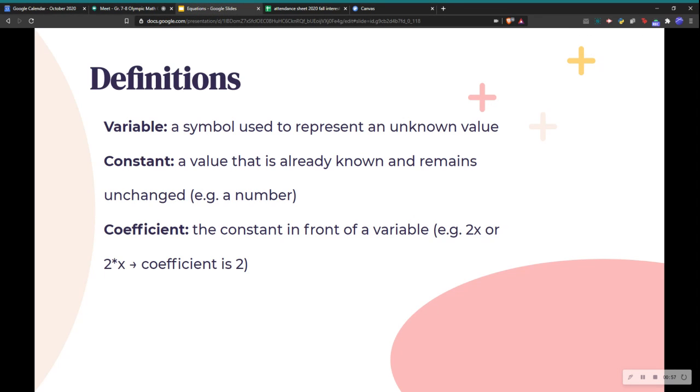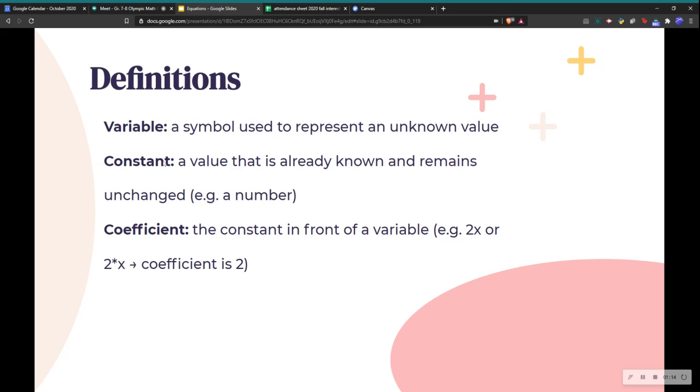So let's start with our topic today. First, let's look at a few definitions here. We've seen some of these before. A variable is a symbol that's used to represent an unknown value. For example, you use x. That's the most common one.